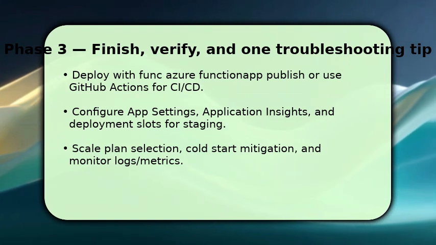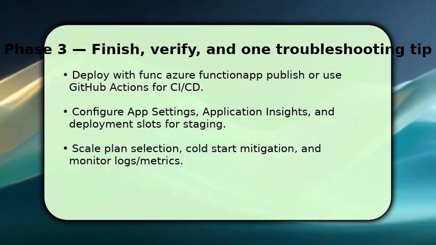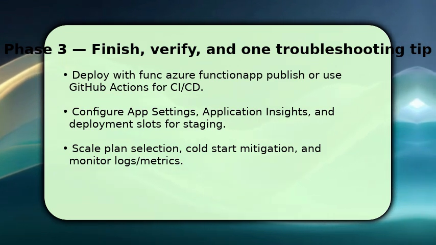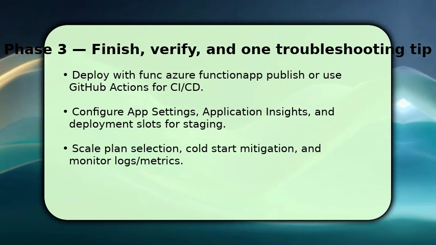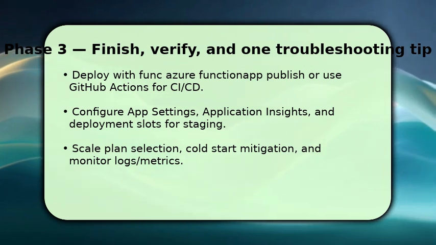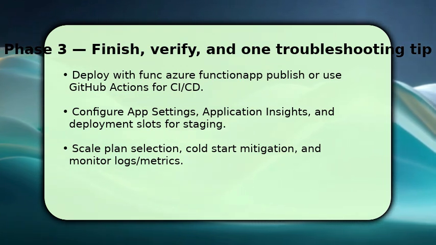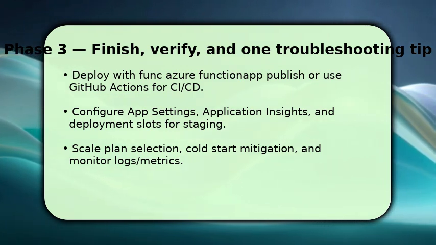Finish by deploying and validating in Azure. Use func azure functionapp publish for quick deploys, or set up GitHub Actions for repeatable CI/CD. Configure app settings and link Application Insights for telemetry. Create deployment slots for testing, swap to production when ready, and choose a plan to match scaling needs.